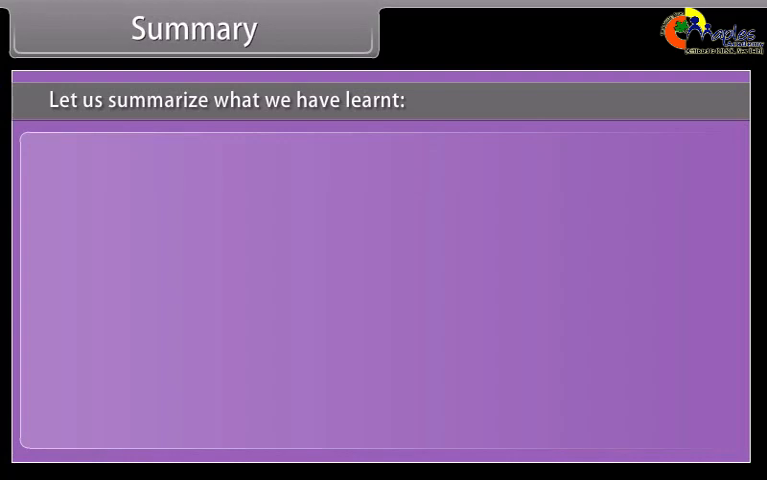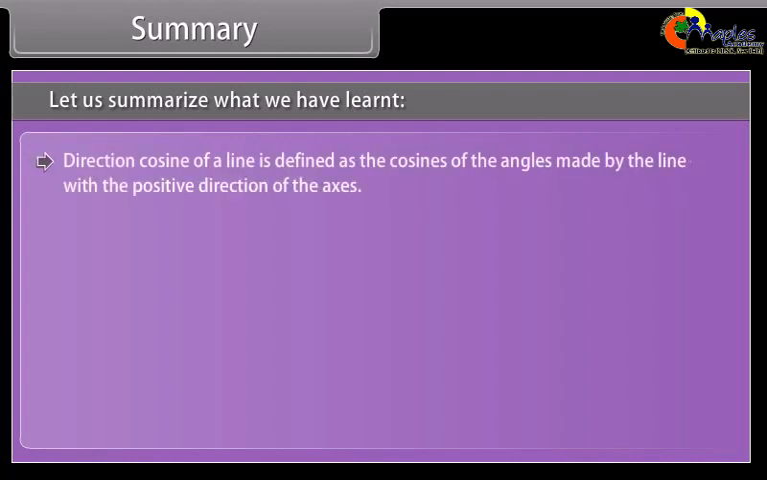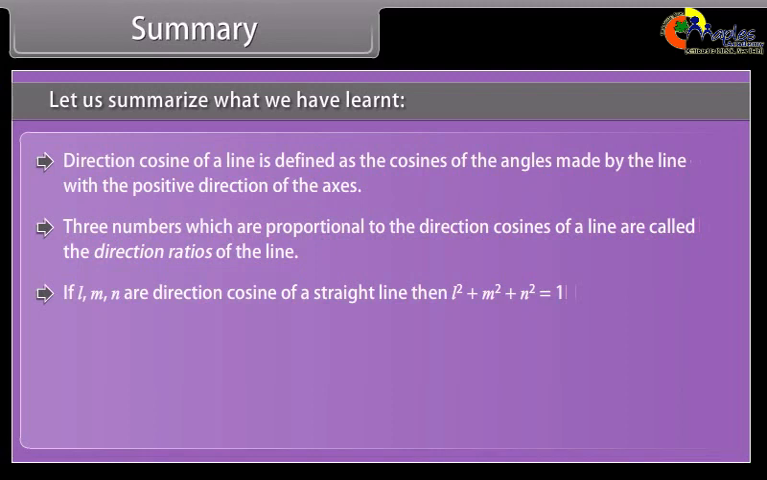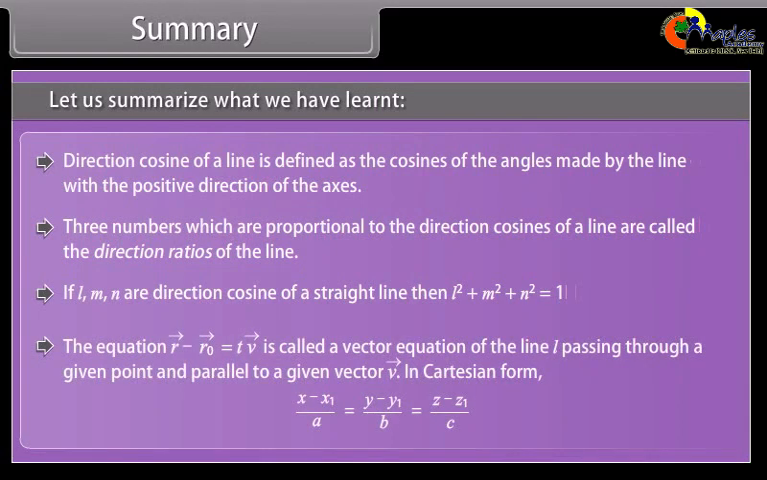Summary. Let us summarize what we have learned. Direction cosine of a line is defined as the cosines of the angles made by the line with the positive direction of the axes. Three numbers which are proportional to the direction cosines of a line are called the direction ratios of the line. If l, m, n are direction cosines of a straight line, then the equation is called a vector equation of the line L passing through a given point and parallel to a given vector v.